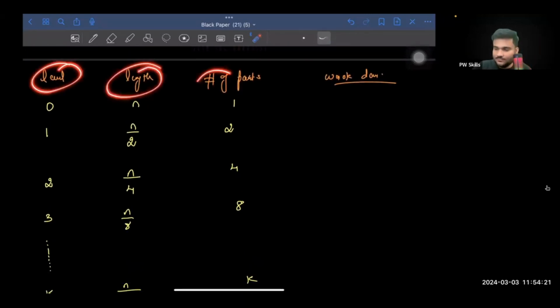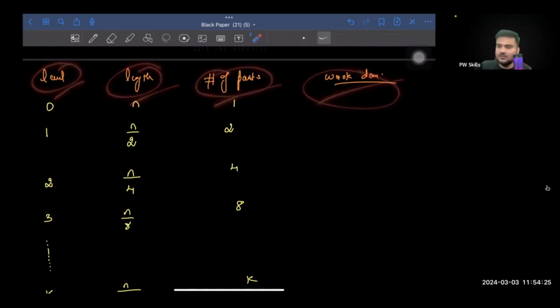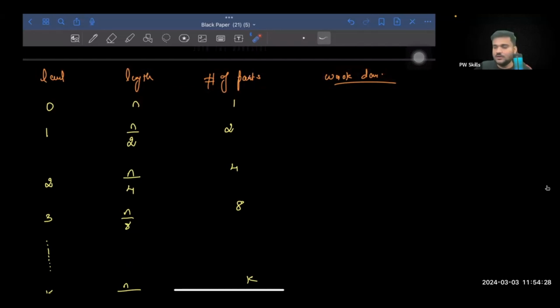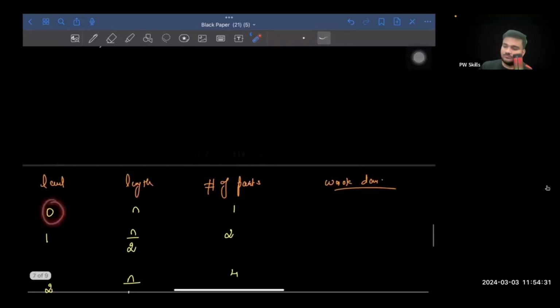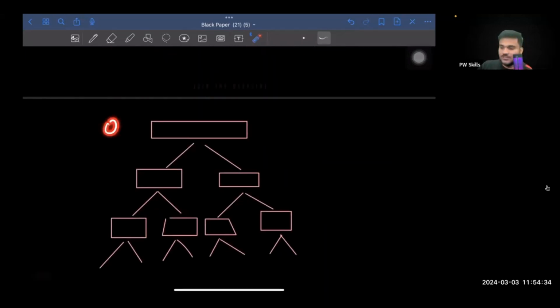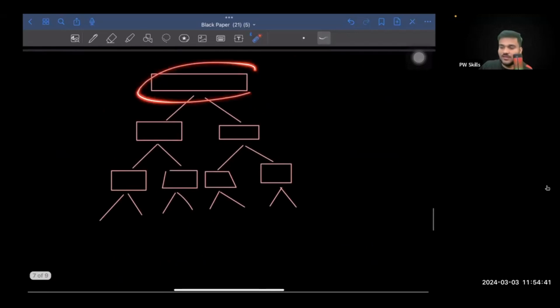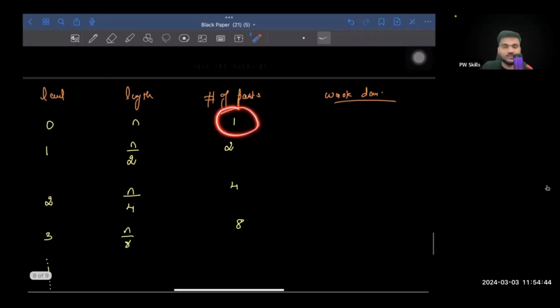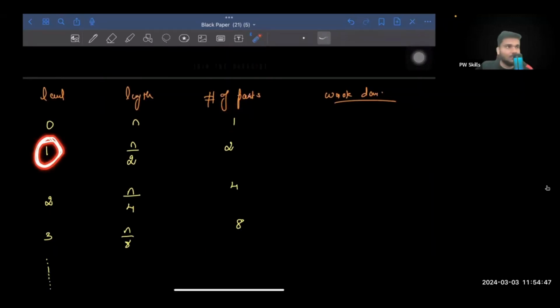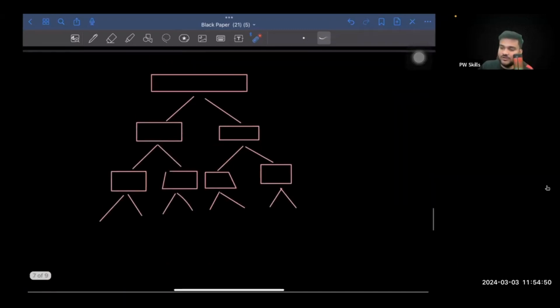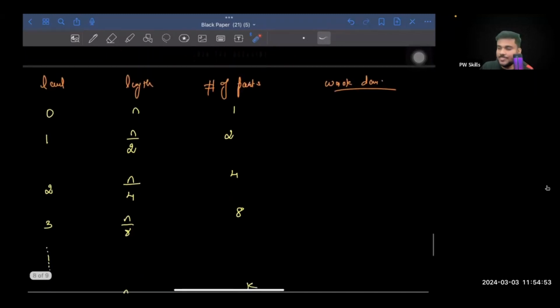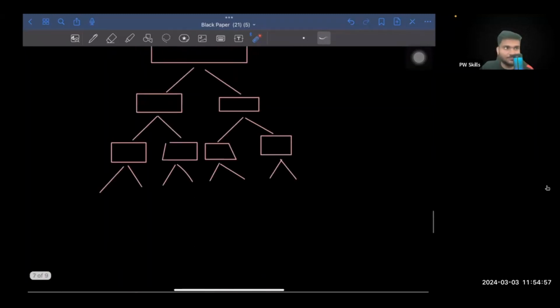So I'm writing 4 things here. Level, length, number of parts, work done. Park work done for some moment. We'll come back to it. On level 0, what is the length of the array? Length of the array is n. So I've written length of the array is n. And how many arrays of length n are there? There is only one array of length n. So number of parts is 1. On the next level, that is level number 1, what is the length of the array? n by 2. Can I say that? Because we divided the array into 2 arrays of n by 2 length. And how many such arrays are there? 2 arrays. Can you see? 2 arrays.